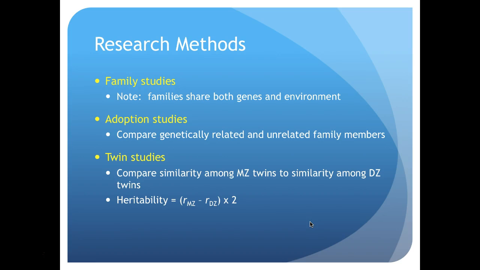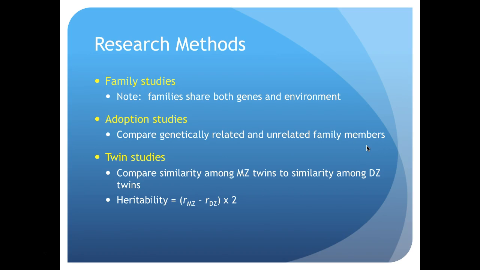So you can't untangle the two and just conclude that it's mostly genetic and that environment doesn't have an influence. Adoption studies, however, are a little more powerful. Actually, they may be the most powerful of the three types of studies. You compare genetically related and unrelated family members.